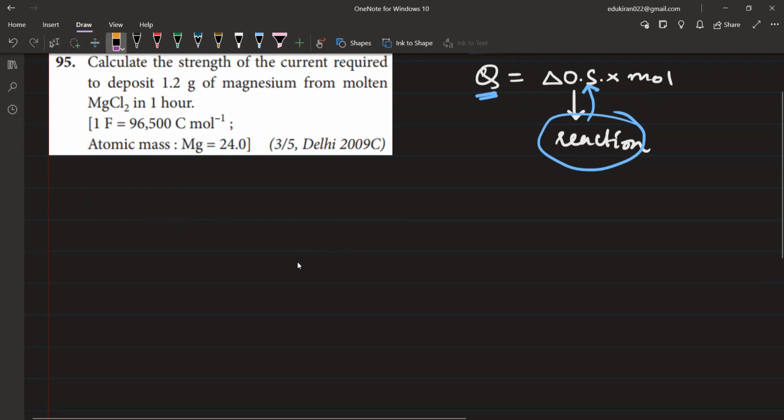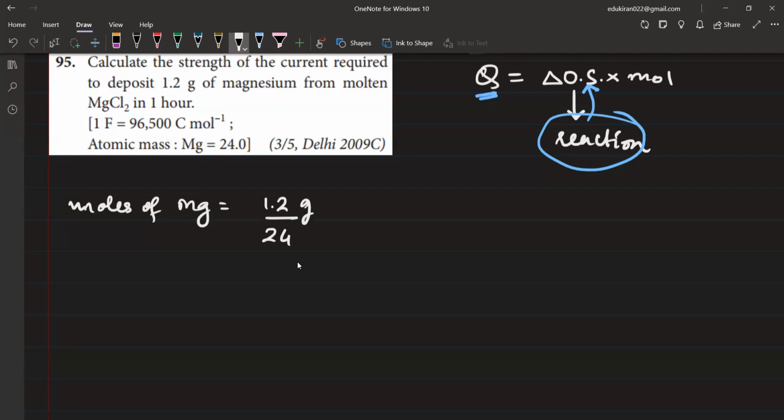So first of all, what is happening here? Moles of Mg will be equal to, now, as you can see, they have given you the atomic mass. Generally they give you atomic masses in CBSE examinations, but you never know. So it is better to revise the atomic masses before going. 1.2 grams divided by 24 grams per mole. This is my number of moles.